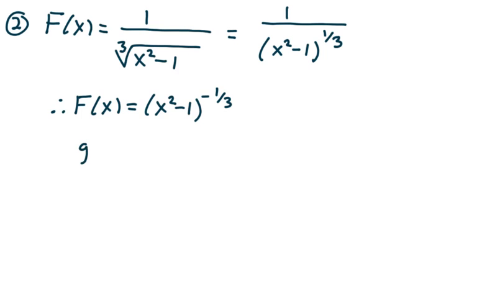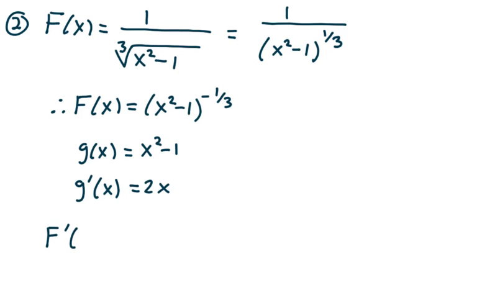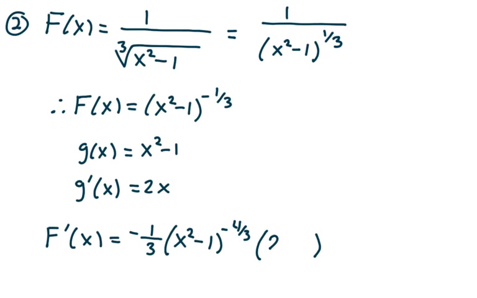Now, my inside function g of x is equal to x squared minus 1. And if I take the derivative, I get g prime of x is equal to 2x. And so f prime of x is equal to the following. You get negative 1/3 times (x squared minus 1) raised to the negative 4/3 power times g prime of x, which is equal to 2x.